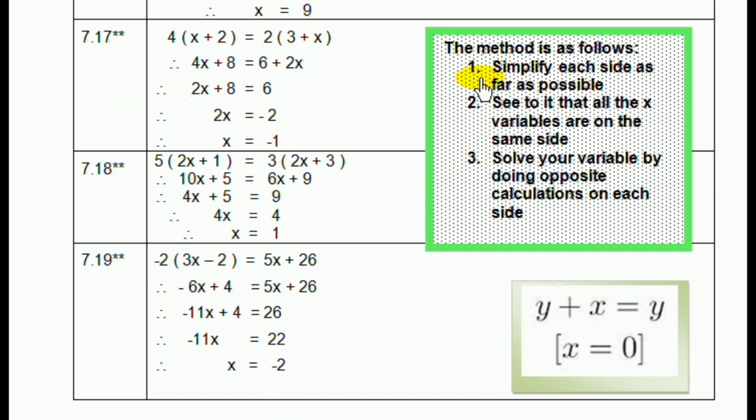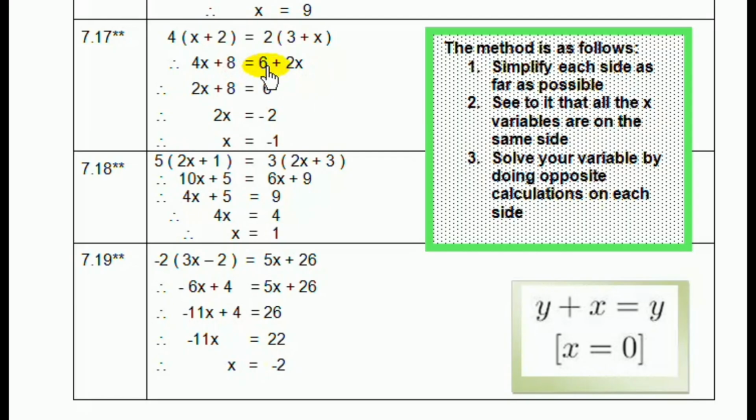First, simplify. Get rid of those brackets. Then see that all your x's or your variables are on the same side. And then you solve the variable by doing opposite calculations on each side. So for 70 now, get rid of the bracket, the distributive law, 4 times x and 4 times 2 on that side, and 2 times 3 and 2 times x on that side. Now it's been simplified. You cannot add or subtract or whatever on each side on its own.